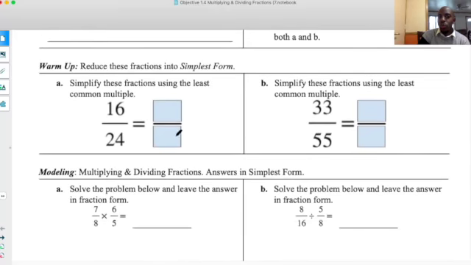Now, there is a warm-up here, and what I want to do is test your current knowledge, see if you can simplify these fractions. If you remember, or if you want, you can pause the video right now and take a second to try your own before I give away the answers.